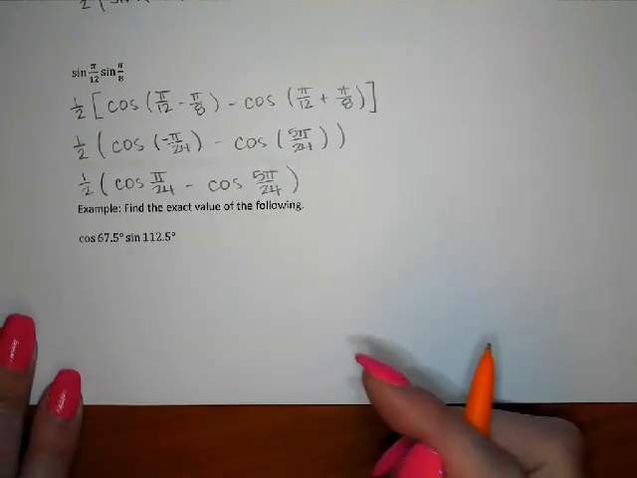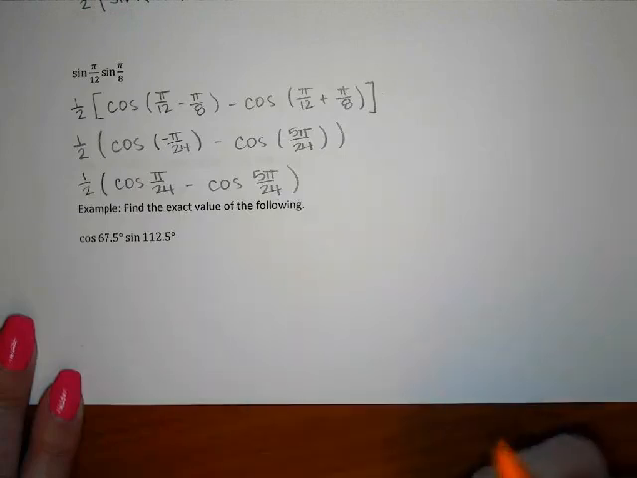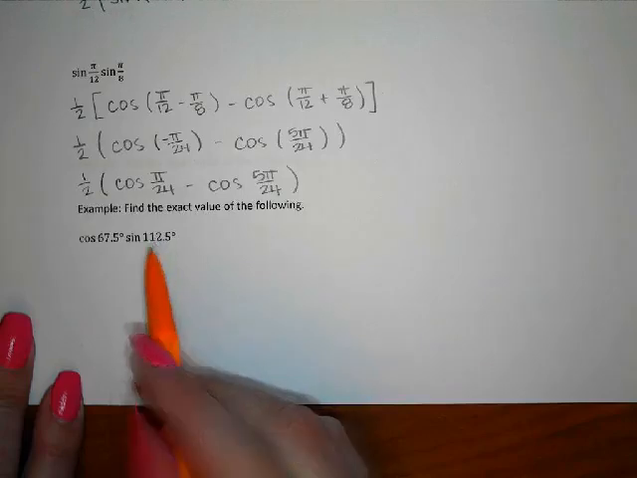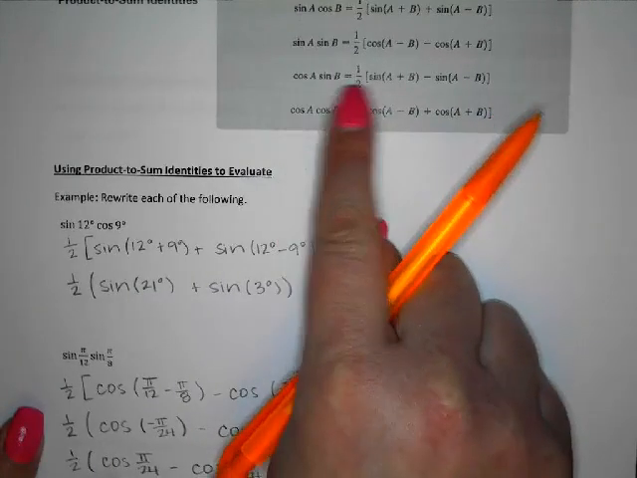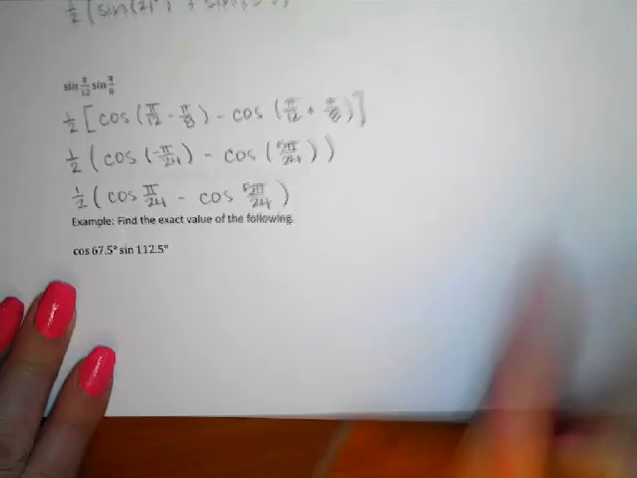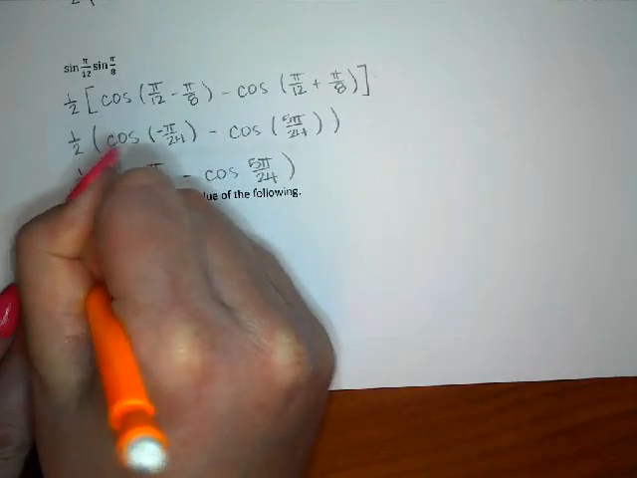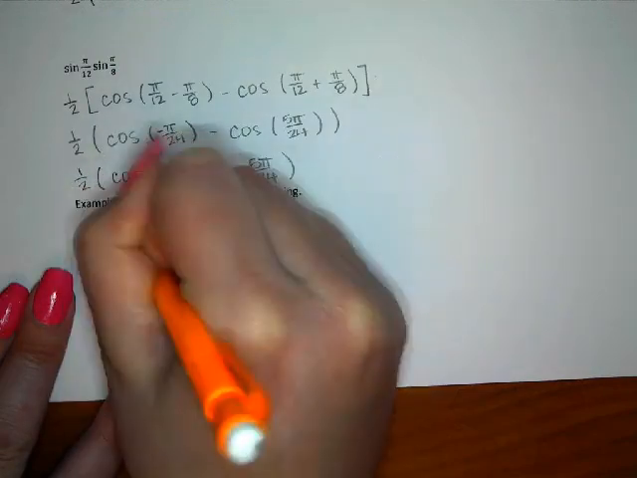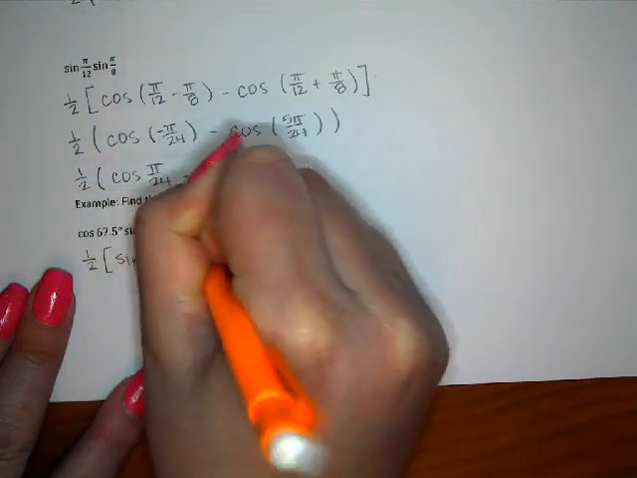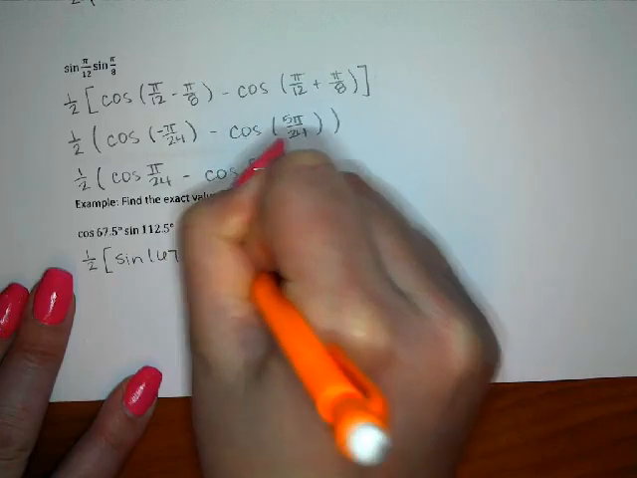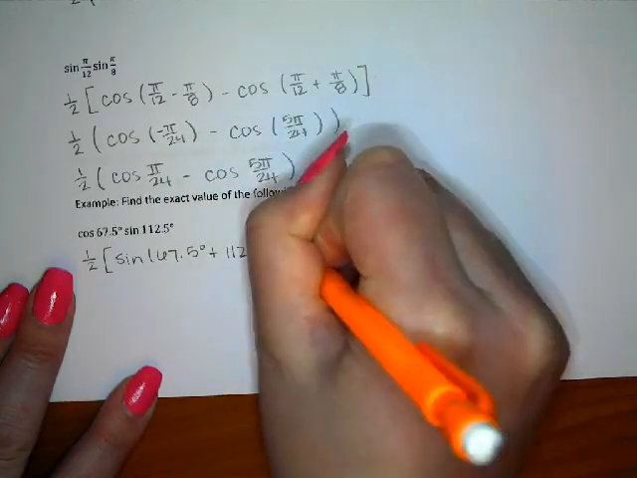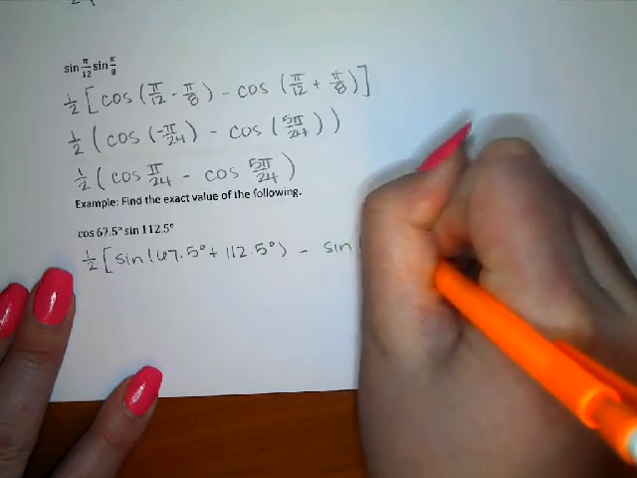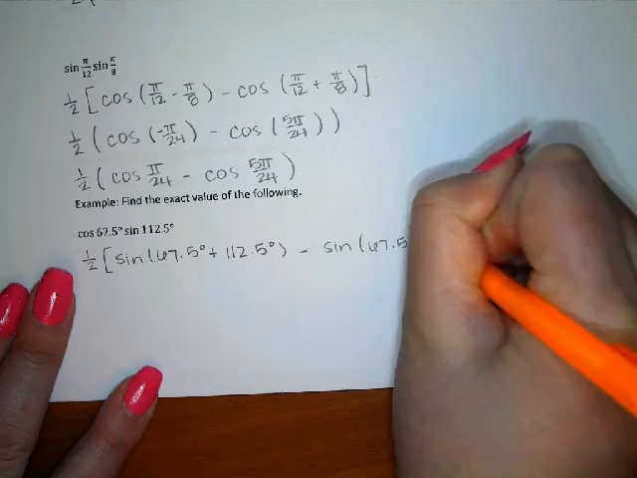So I'm going to do it the same as the previous problems, but I'll be able to use my unit circle to help me evaluate. So I have cos times sine, so I'm going to be using the third formula down. So I'll have 1/2 sine 67.5 plus 112.5 minus sine 67.5 minus 112.5.